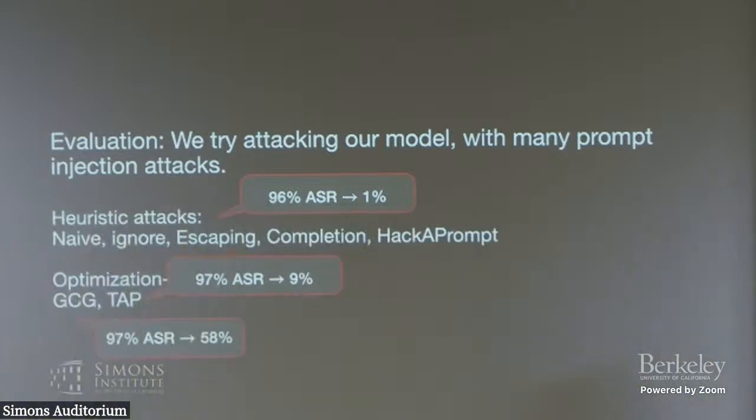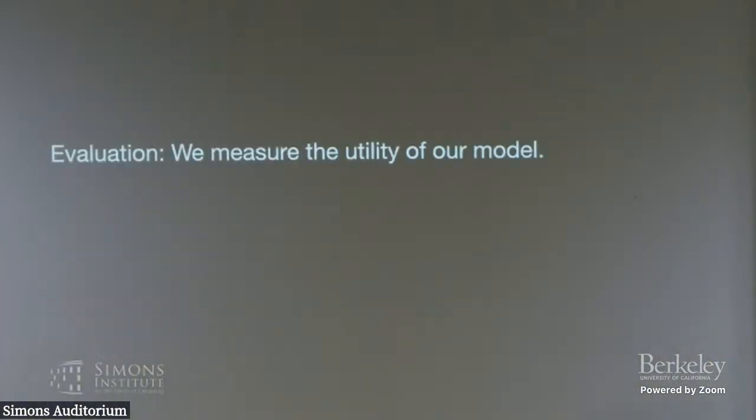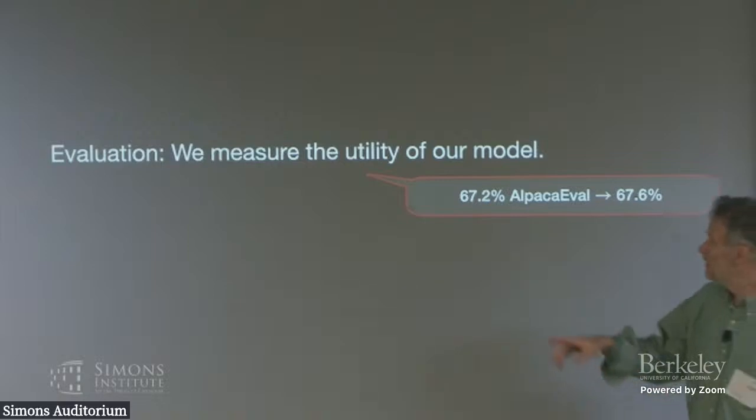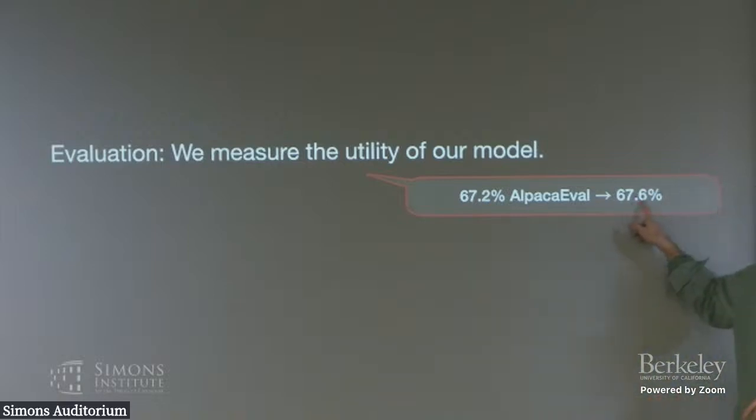It's a good question. All right, and then the other thing you might wonder about is, well, is the model still useful? And so we measured utility on Alpaca Eval, which is one way of measuring usefulness. And the answer is it's still about as useful as without the defense. In fact, the number went up a little, which means more useful, but I don't believe it. I suspect that's just random noise. So basically still as useful.